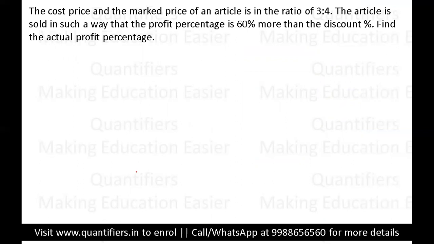Okay, students, so I hope all of you must have given a try. Now, let us discuss this. So first of all, let us see what is given in the question. The first information that is given is the cost price and the mark price ratio. Let me write here cost price divided by mark price. It will give the ratio that is 3/4. Now coming to the next condition, the article is sold in such a way that the profit percentage is 60% more than the discount percentage.